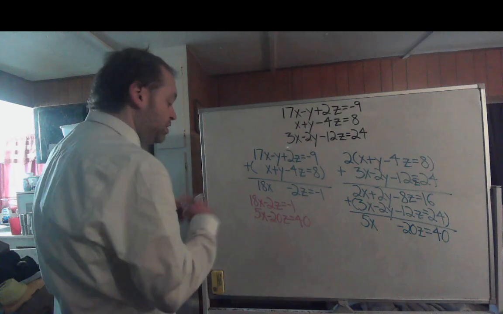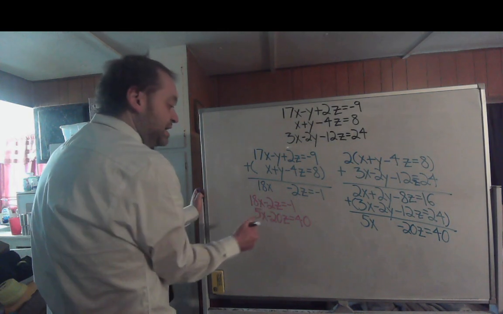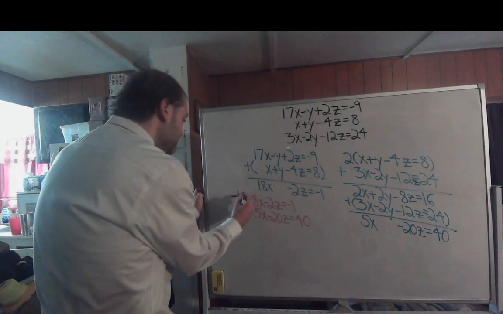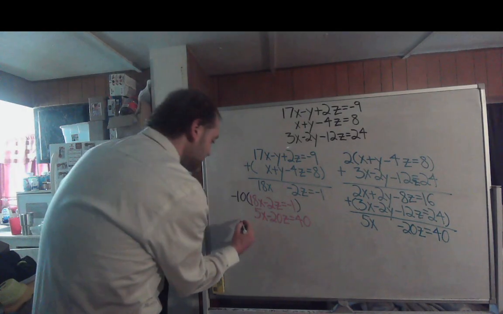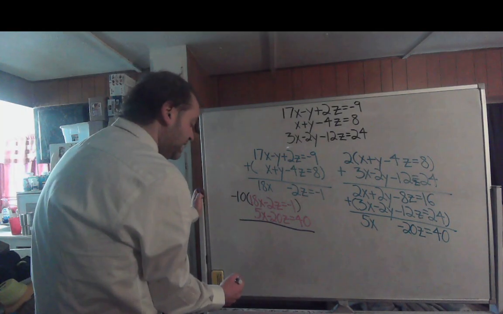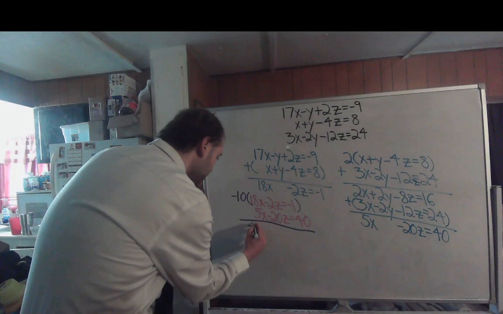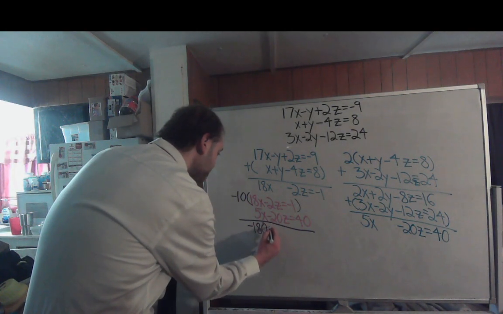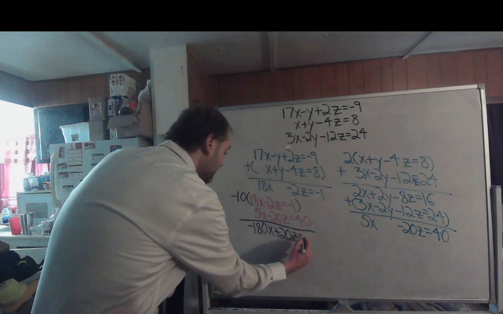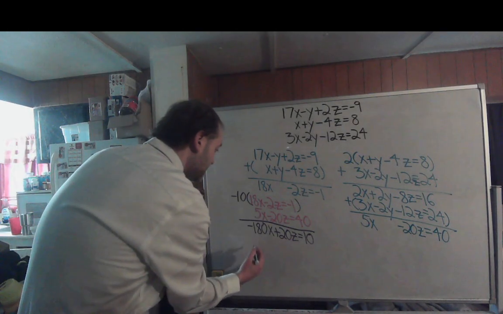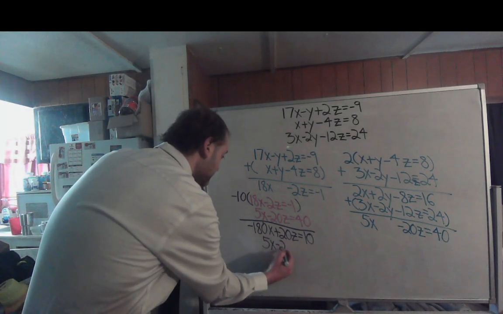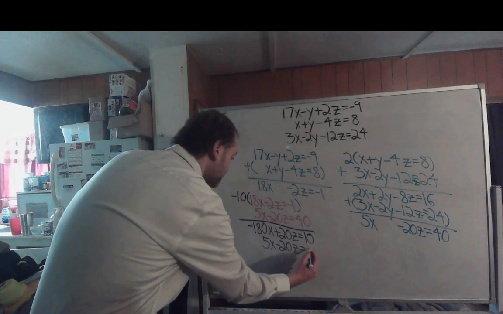If I take and multiply this top equation by negative 10, I can eliminate the z. So let's go ahead and eliminate the top. Let's multiply the top equation by negative 10. Negative 10 times 18x is going to be negative 180x plus 20z equals positive 10. And then I'll be stuck with 5x minus 20z equals 40.